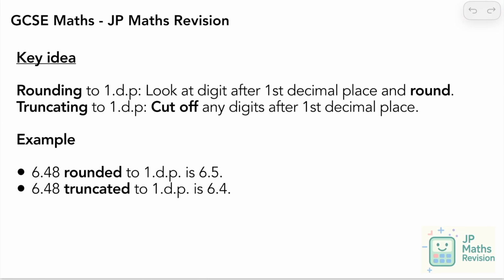So the key idea: when we round to one decimal place, we look at the digit after the first decimal place and we round. When we truncate to one decimal place, we cut off any digits after the first decimal place. So for example, if we have 6.48 and we round to one decimal place, it's going to round up to 6.5. But if we truncate it, all we do is chop off any digits after the first decimal place. So the first decimal place is 4, so we're going to chop off the 8 because we're truncating, so the answer is 6.4.